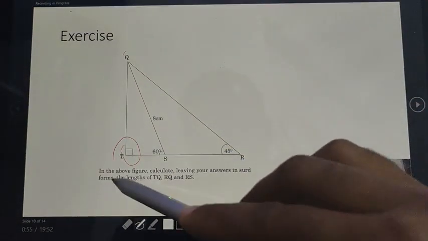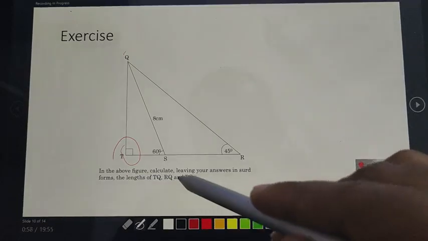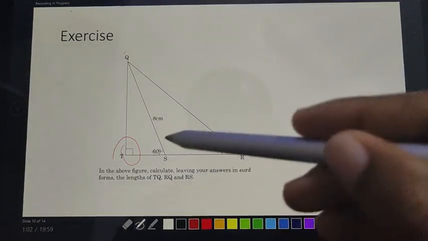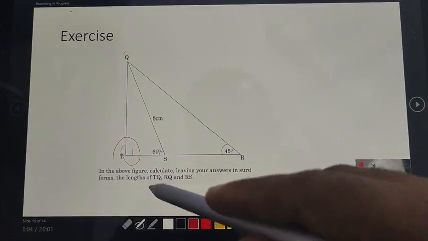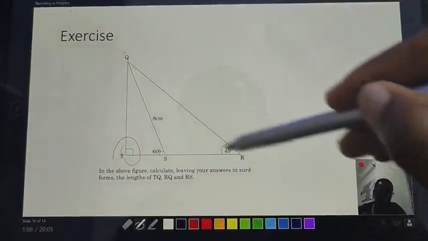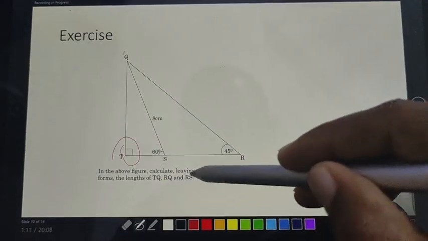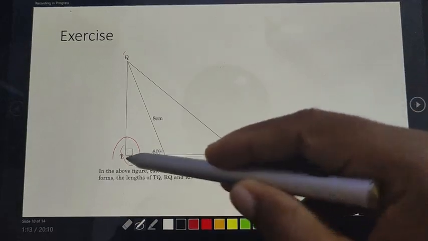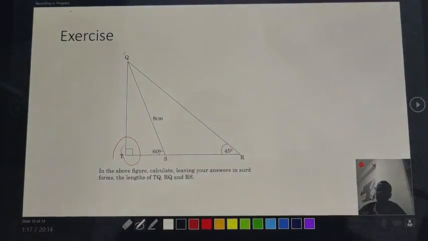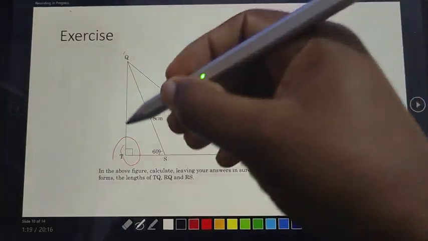They're saying, in the above figure, calculate, leaving your answers in surd form: the length of TQ, the length of RQ, and the length of RS, from there to there.